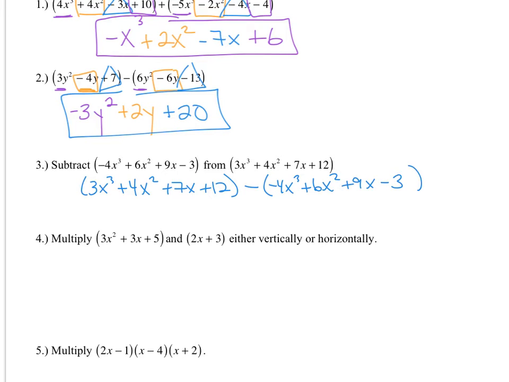So for this one, we're going to again subtract our like terms. So we have 3x cubed minus negative 4x cubed. That will be 7x cubed. Then 4x squared minus 6x squared is negative 2x squared. 7x minus 9x, negative 2x. And then our constant terms, 12 minus a negative 3 is positive 15.